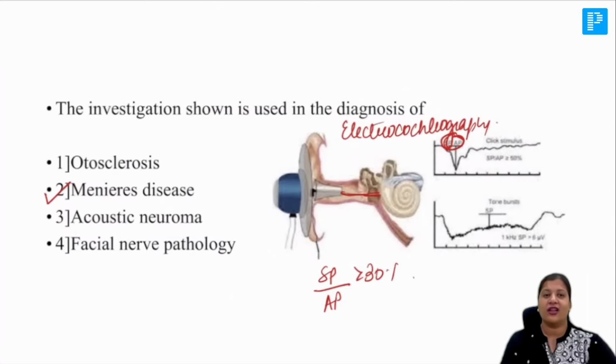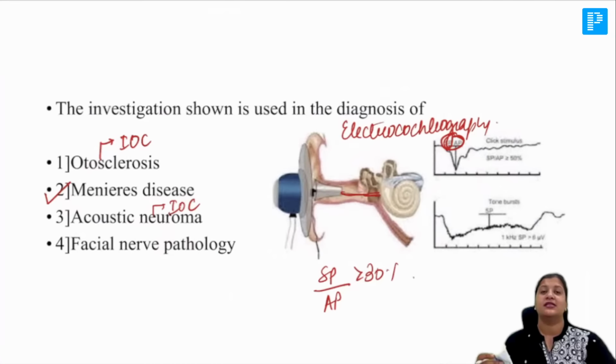Right? For otosclerosis, can you tell me what will tell you that it is otosclerosis? What is your investigation of choice? For acoustic neuroma, what is the investigation of choice? Quickly. See, sometimes they can give you 45 also as a number in Meniere's disease. That is also acceptable. If they give you more than 45%, that's also right. Okay.